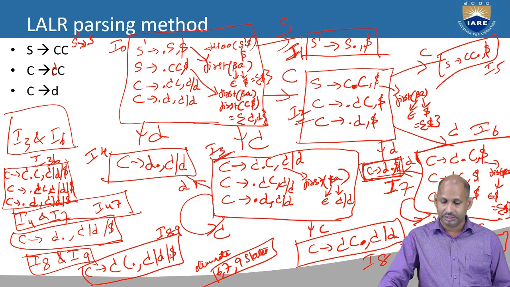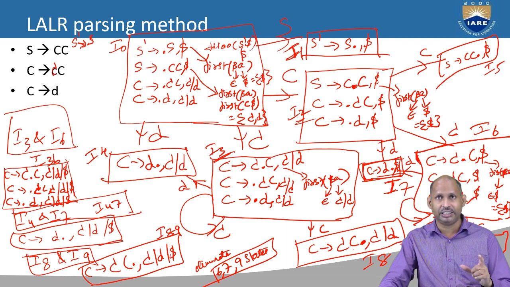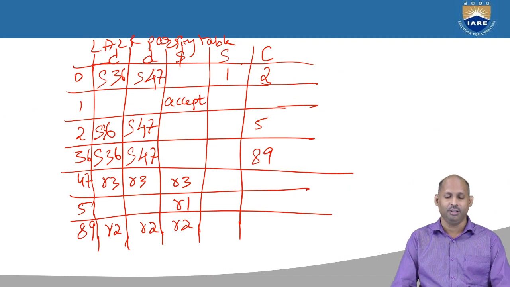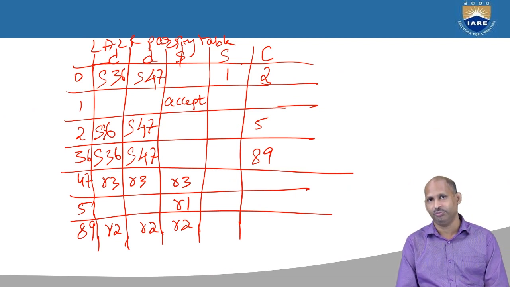So first we have to consider the canonical LR closure groups, and we have to find which groups have the same productions. So reduce them, and we combine the lookahead symbols, and then we construct the LALR parsing table.